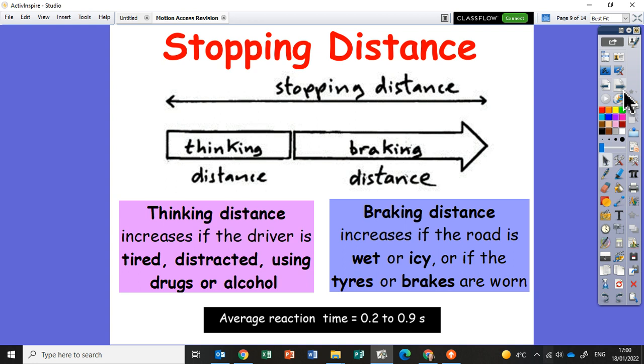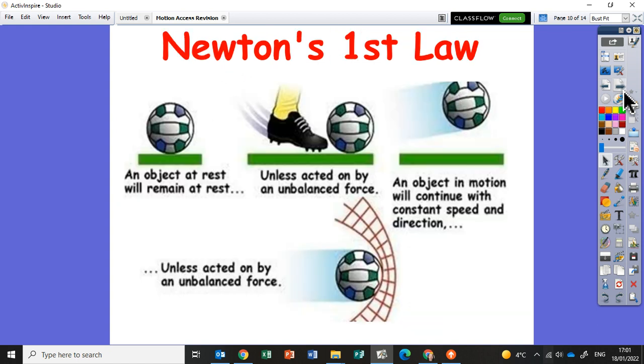Stopping distance is thinking distance plus braking distance. Thinking distance can be increased if the driver is tired, distracted, or using drugs or alcohol. Braking distance, to do with the road or the weather, can increase if the road is wet, icy, or if the tyres or brakes are worn. The average reaction time in humans is 0.2 to 0.9 seconds.